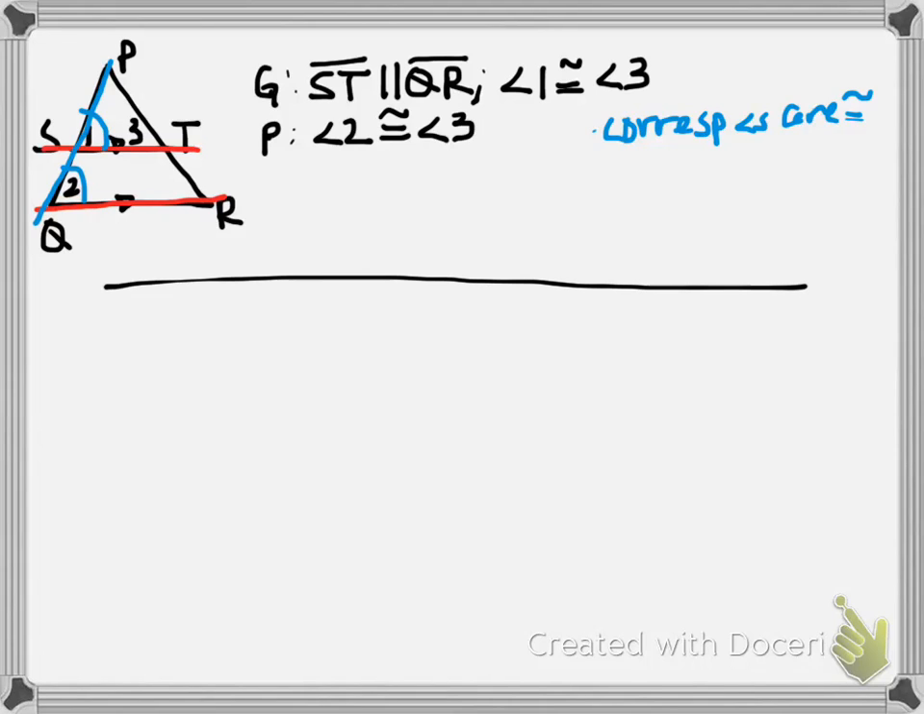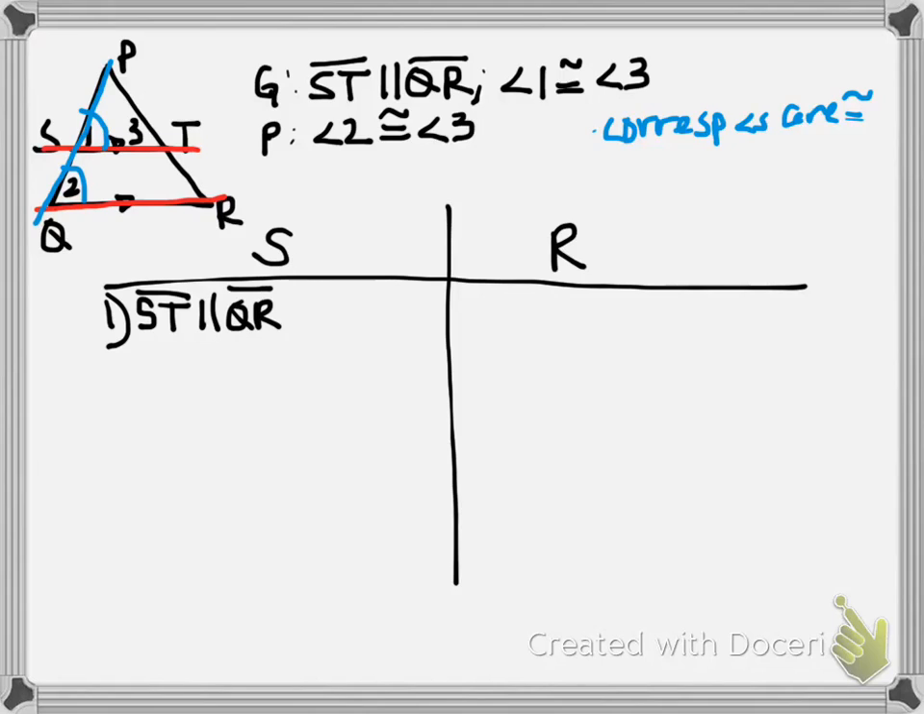So we've got statements and reasons. Now again, I still have a couple people who are forgetting to title properly. Also, we number a statement and its corresponding reason. So I'm going to put both the givens together. That segment ST is parallel to segment QR, and angle 1 is congruent to angle 3.